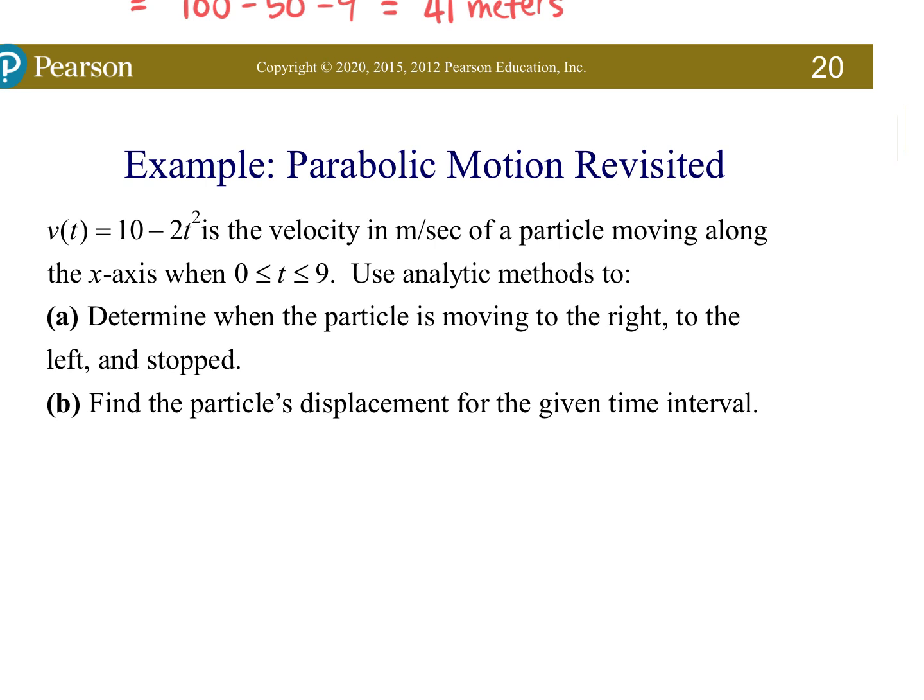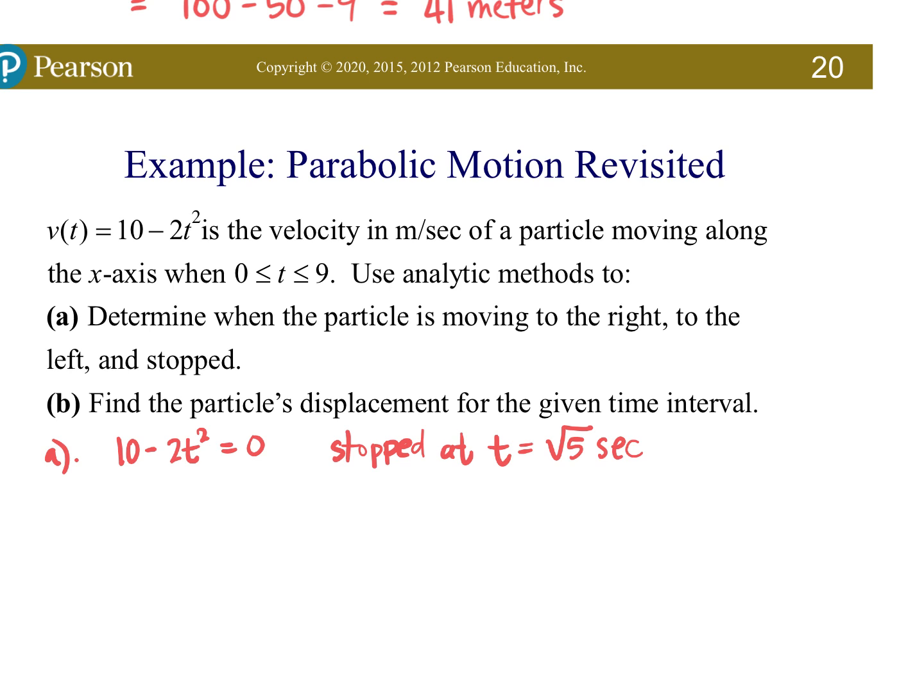I always start with stopped. And so in my part A, I would set 10 minus 2t squared now equal to 0. So if I solve that, where will this be stopped? Plus and minus rad 5, that's good, but I don't need the negative one because it's not in my time interval. So yes, good thing to think about. So it's stopped at time equals the square root of 5 seconds.